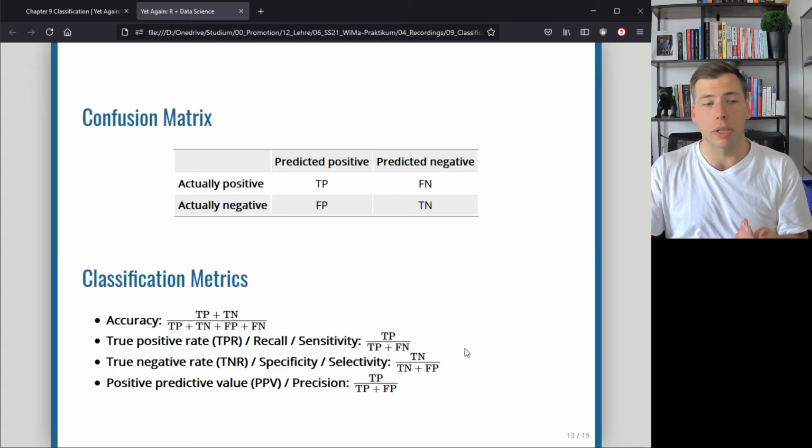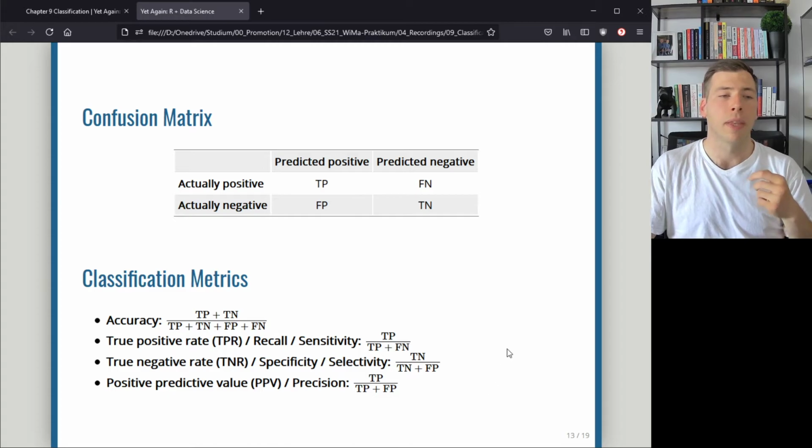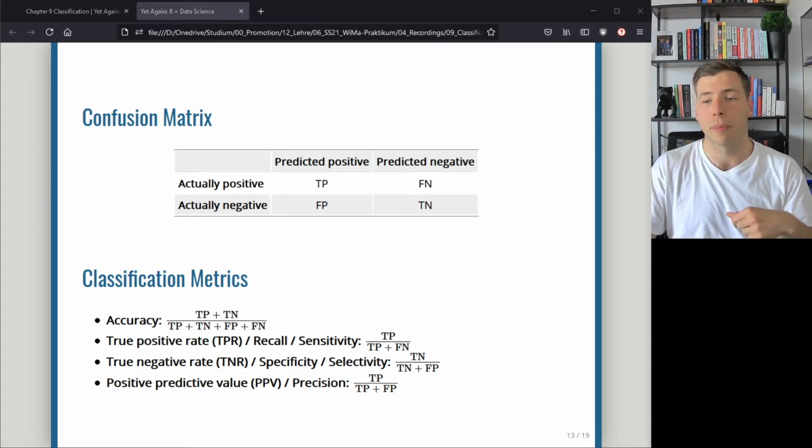So it's always a good idea to look at more than just one value, as I hope you know by now. It's the same thing with the p-value. Don't only look at the p-value in a hypothesis test, look at the assumptions and all other stuff as well. And with classification, it's the same thing. Don't just look at one classification metric, just try to get the big picture by looking at multiple metrics.